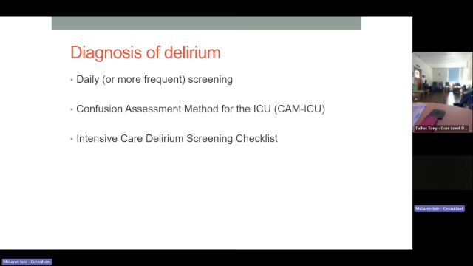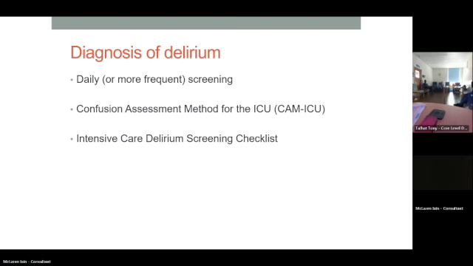So how do we diagnose delirium? We know it's really bad. We know there's a lot of high-risk groups, but if we're going to do something about it, we need to be able to diagnose those patients that have it. So patients should really have daily or possibly more frequent screening for delirium.